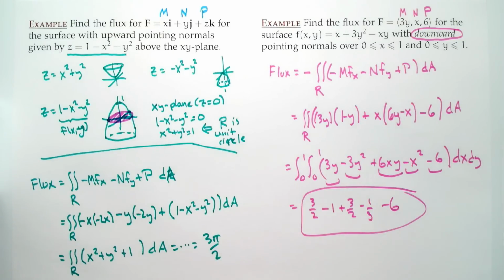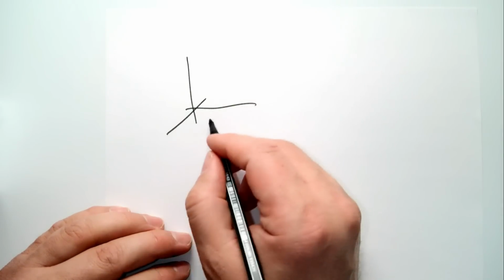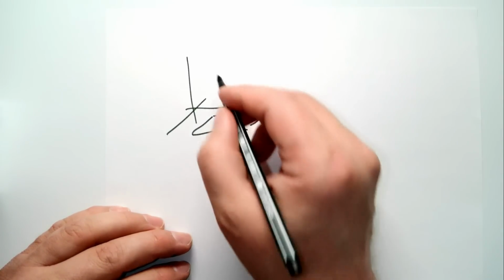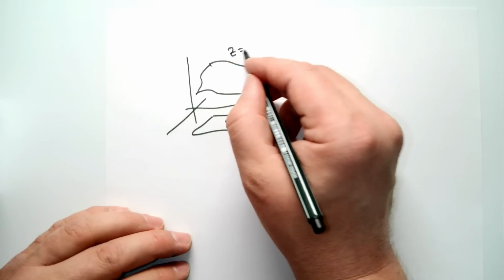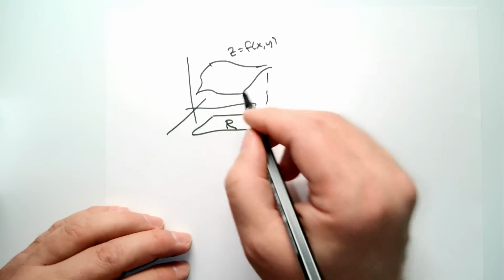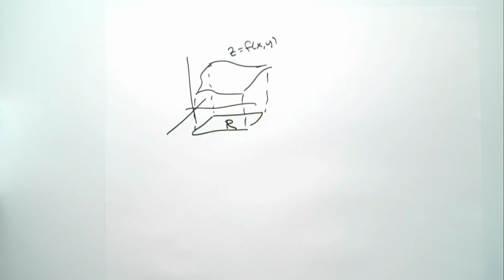I'm going to skip the steps because I want to talk about one more idea. Last idea. What we've talked about works great if we have some very special types of surfaces. In particular, when we have some region downstairs, here's my R, and then upstairs there's some surface above it. This is my z equals f of xy. For these we can do our surface integrals. But not every surface can be written in this way.